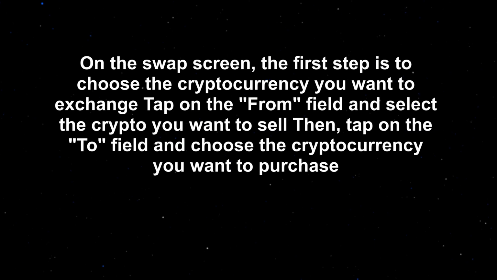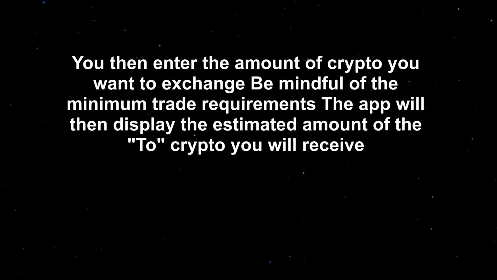On the swap screen, the first step is to choose the cryptocurrency you want to exchange. Tap on the From field and select the crypto you want to sell. Then, tap on the To field and choose the cryptocurrency you want to purchase. You then enter the amount of crypto you want to exchange. Be mindful of the minimum trade requirements. The app will then display the estimated amount of the crypto you will receive.